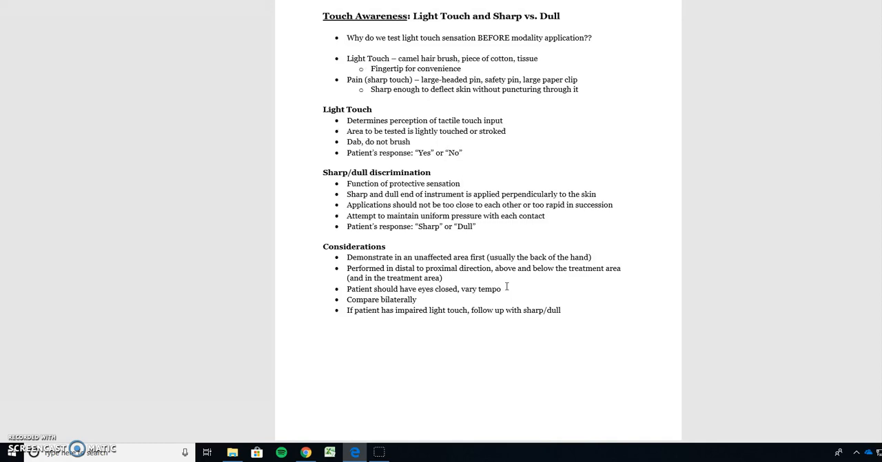You do want to vary your tempo, but you don't want to go so fast that your patient can't respond. And you want to test this bilaterally. So if I'm demonstrating in an unaffected area and I'm using the back of the hand, but I want to apply my cryotherapy to my left knee, I'm still going to do my sensation checking to my right and my left knee, because I want to know, is their sensation at their knee the same bilaterally? Because some people, maybe they have decreased sensation on both of their knees because they have a job where they're kneeling a lot or they're doing construction and they have previous injuries. So I always want to test bilaterally.